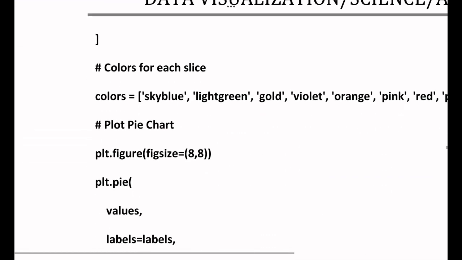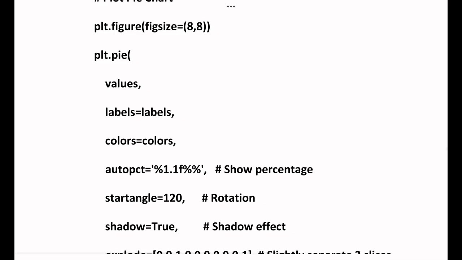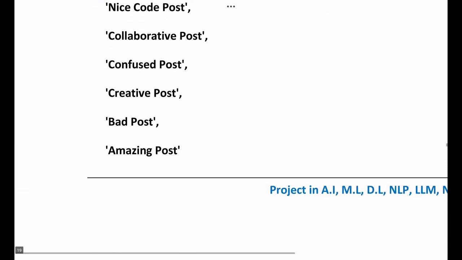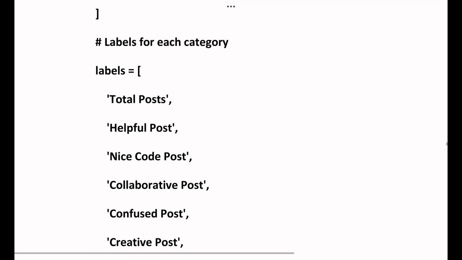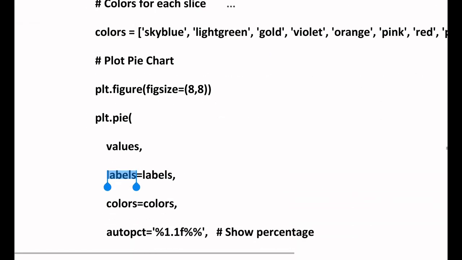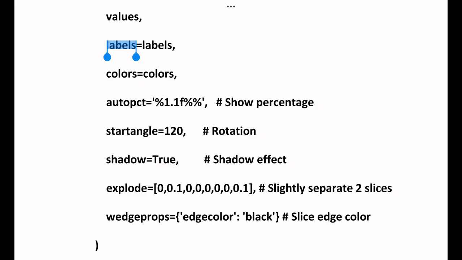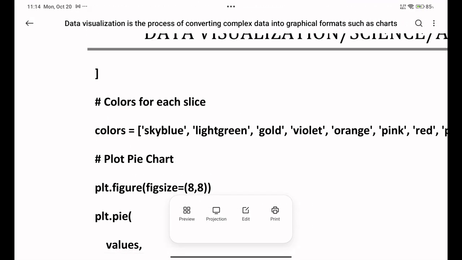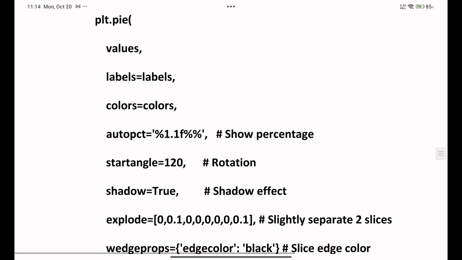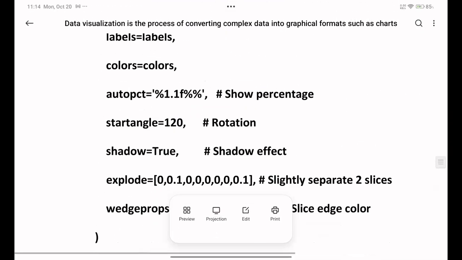So what are we doing? Next I am taking the labels. Labels means what name I am giving. Now next, colors. What colors am I giving? I am giving these colors. What type of color you want. Next, what are we doing?